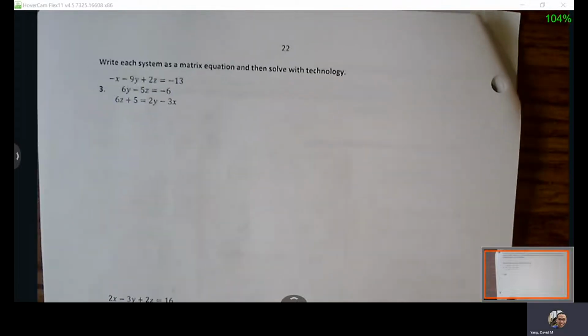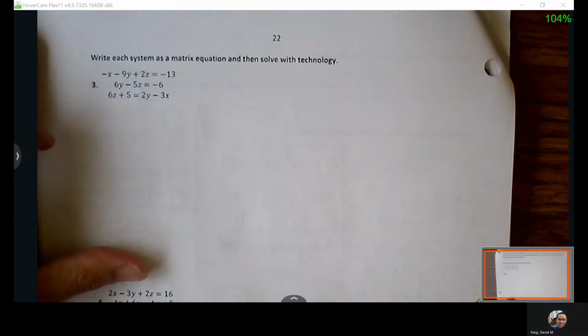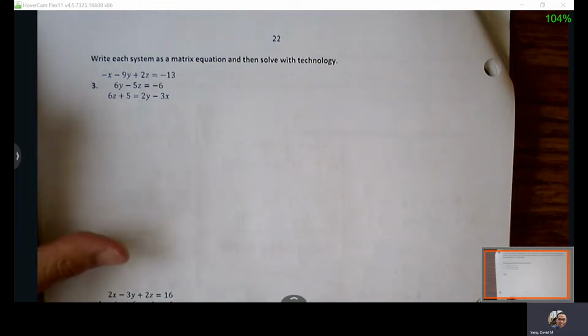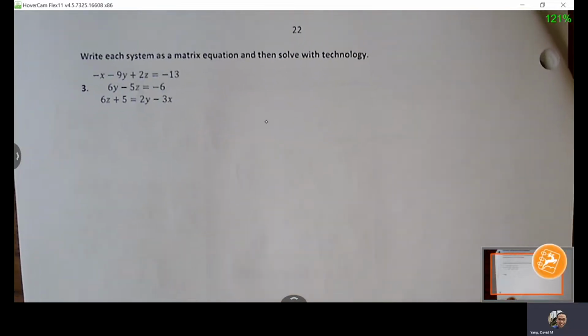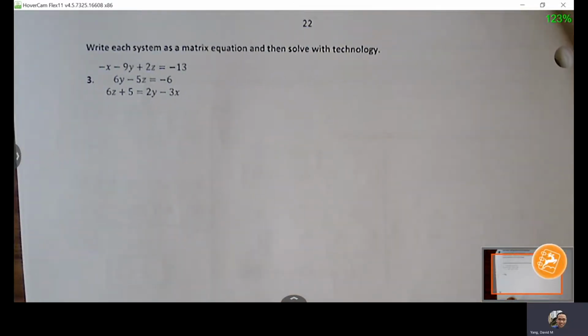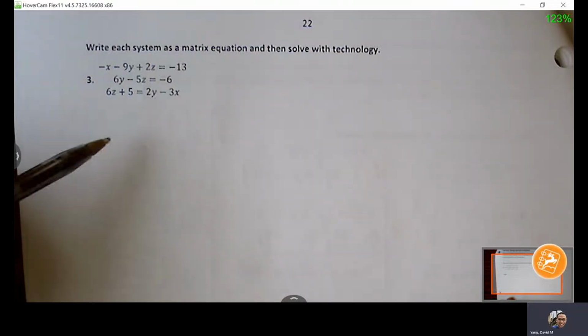Okay, so let's go to page 22. Okay, we're going to solve each system as a matrix equation. But first, we're going to set it up. We do need to do some rearranging because before we plug into the calculator, we need to make sure that all the x's, y's, and z's are lined up. We can't quite just put everything in. We need everything lined up.